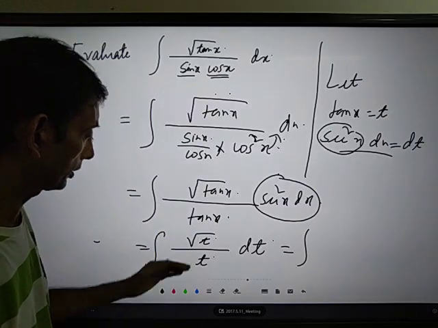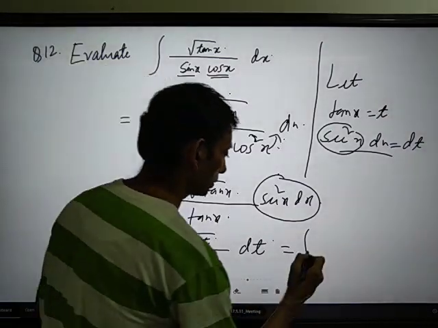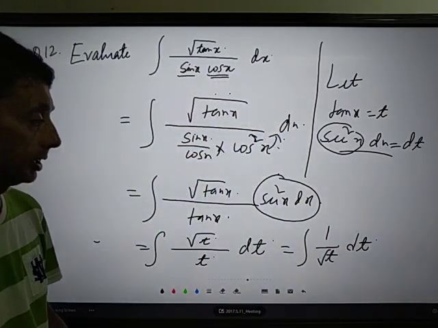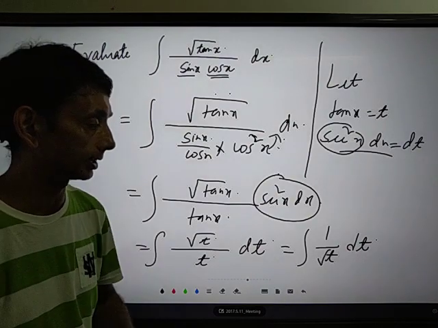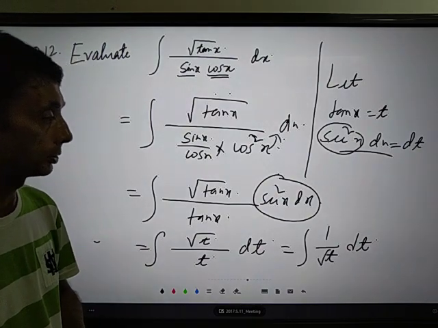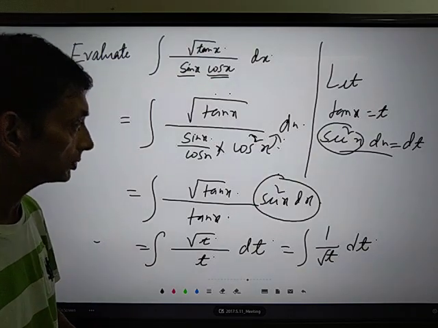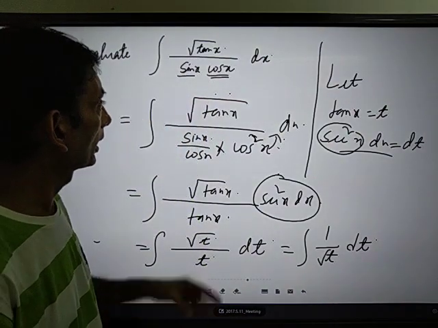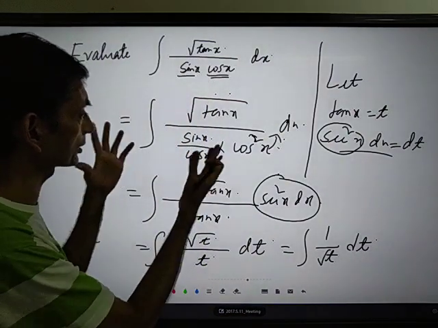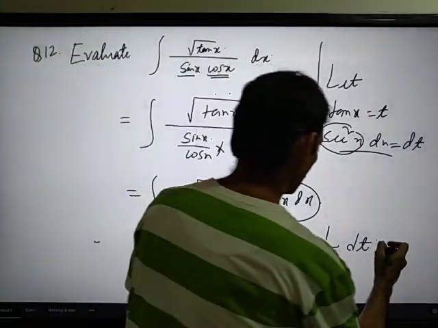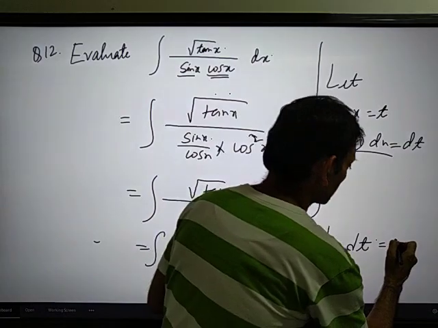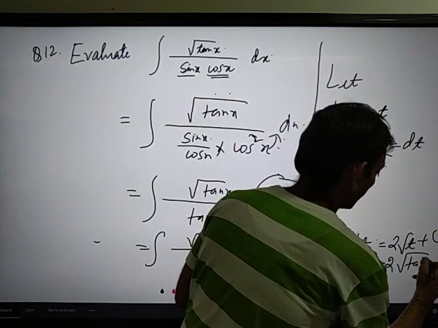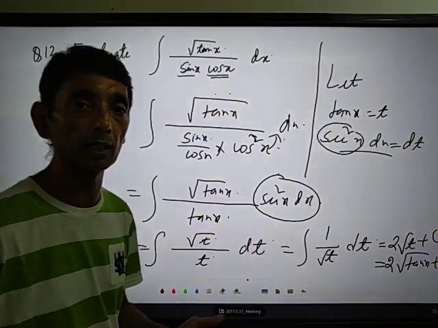Fine. Now what's the next step? Root t by t. So you can just cancel t by root t. So it will be 1 by root t, 1 by root t dt. Right? If I just cancel this, 1 by root t into dt. Fine. So this is almost done. It's a direct formula. You can just write the answer. This question is simple, but it has one simple trick, nothing else. Then integral of 1 by root t dt is 2 root t plus c. So this gives us 2 root tan x plus c. So the answer is as simple as this.